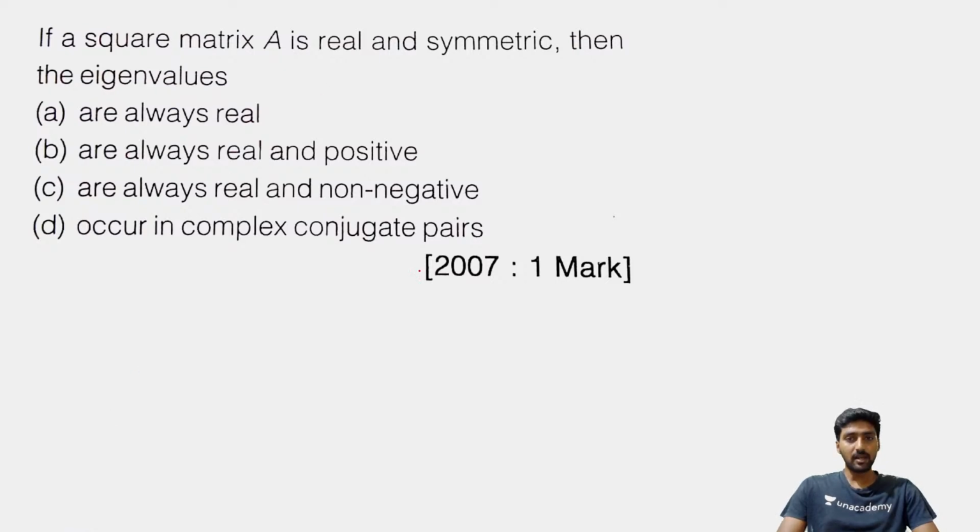If a square matrix A is real and symmetric, then the eigenvalues are what? It's a GATE 2007 question. It's a property: always real. Always real is the right solution. It's option A. Next one.